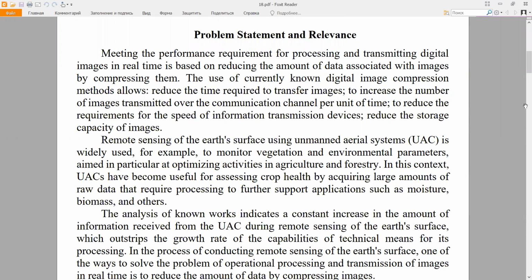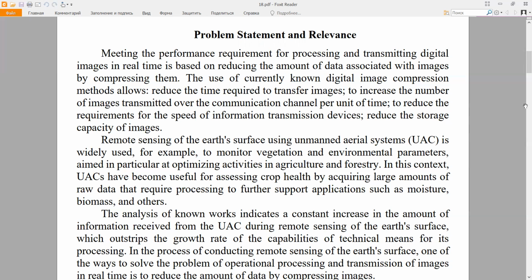Meeting the performance required for processing and transmitting digital images in real time is based on reducing the amount of data associated with images by compressing them. In different fields, it's a very important problem, and we need to find ways to deal with it. The use of currently known digital image compression methods allows us to reduce the time required to transfer images, to increase the number of images transmitted over the communication channel per unit of time, to reduce the requirements for the speed of information transmission devices, and to reduce the storage capacity of images.